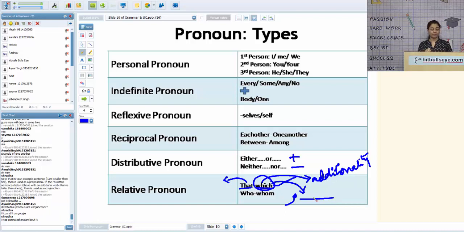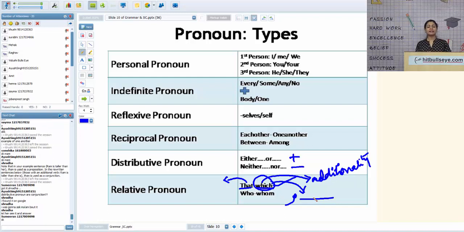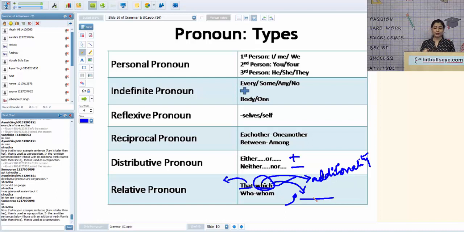Let's take a small example to put this into perspective. Yes, Ayush, you're right. They can be used as conjunctions. Ayush just asked us if the distributive pronouns can be used as conjunction or can be used to connect 2 different parts of speech. So yeah.